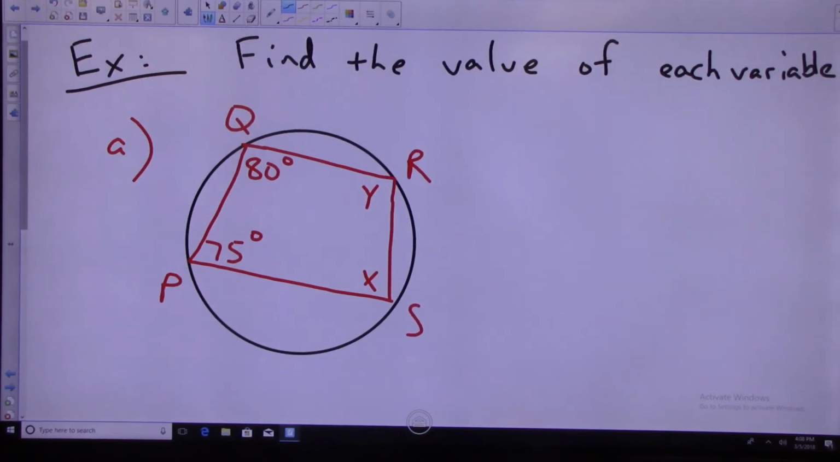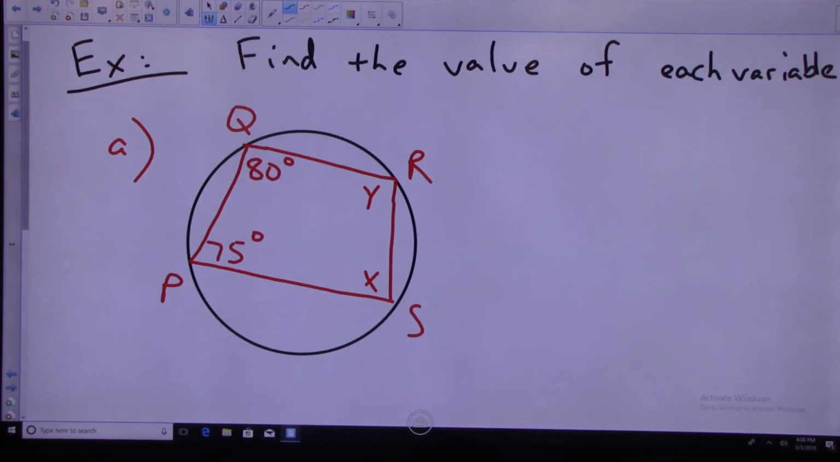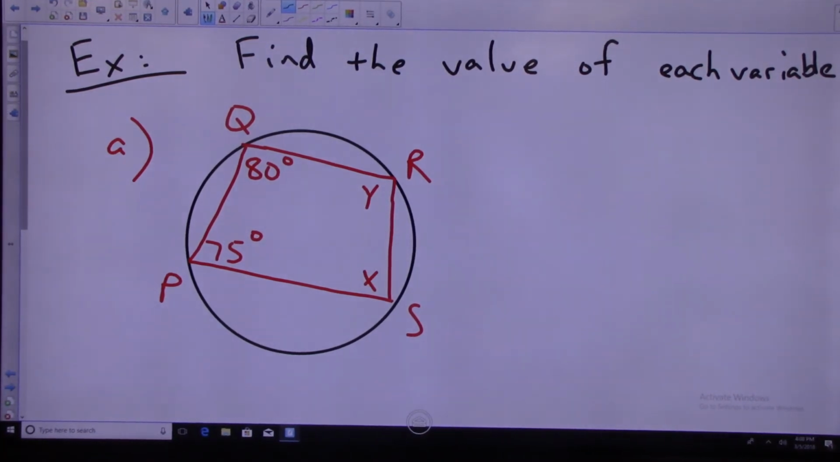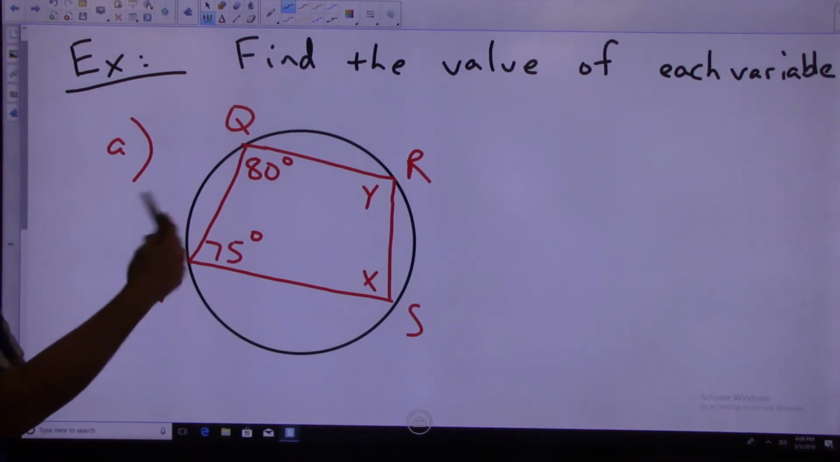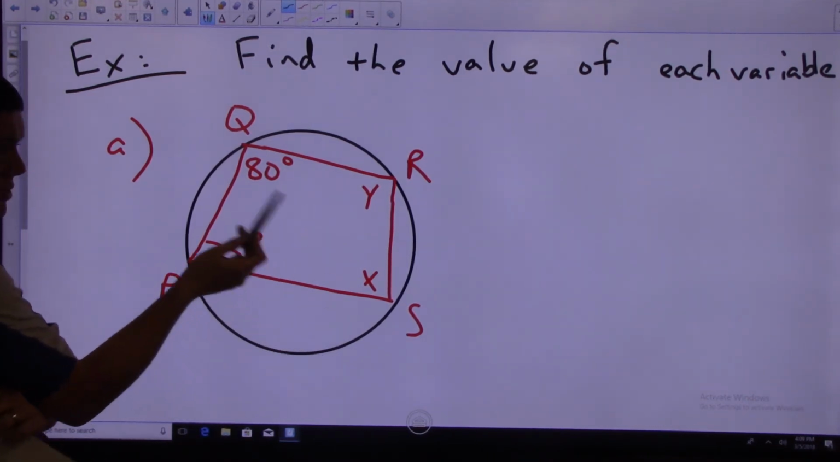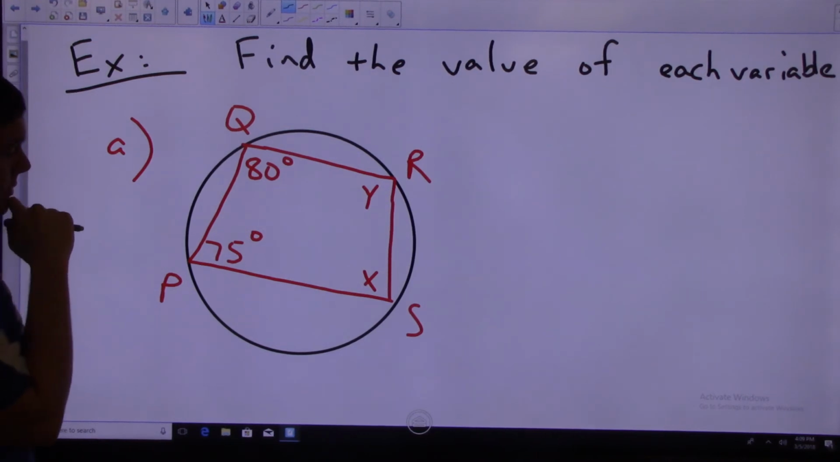So here we go. So two parts. Find the value of each variable. All right. This one's pretty simple, I think, as long as you remember that fact that we just wrote down. So first of all, diagnose what we have. It's an inscribed quadrilateral. Okay.